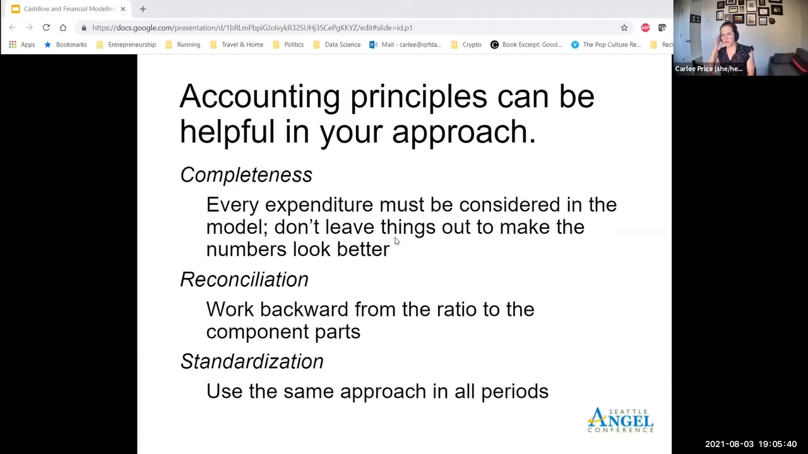So now accounting principles. I don't know if we have any accountants in the room. Oh, I know we have at least one accountant in the room. Accounting principles can be helpful in your approach. So anybody, again, who's even taken an accounting course knows that there are some principles of accounting that are universal.